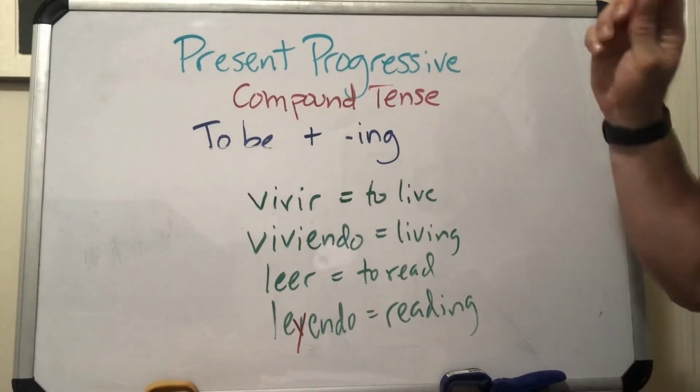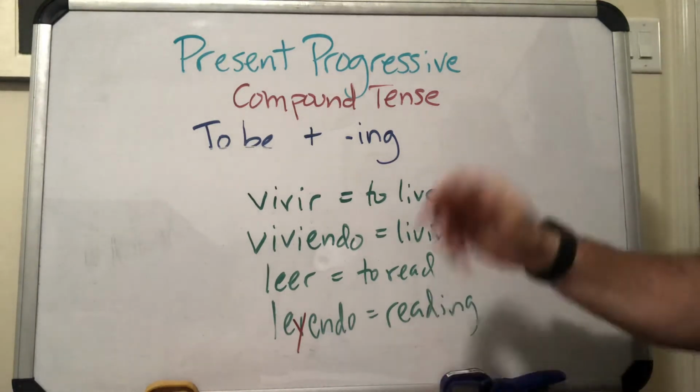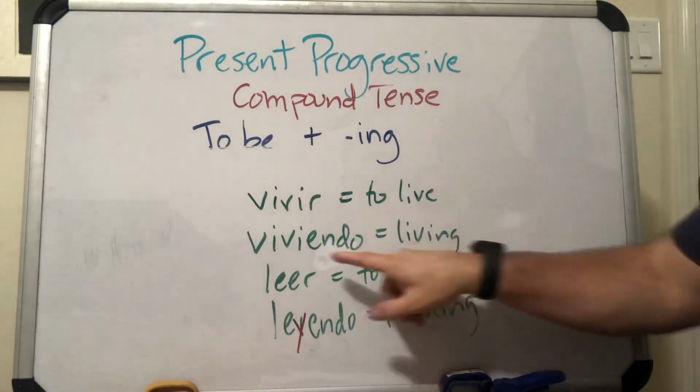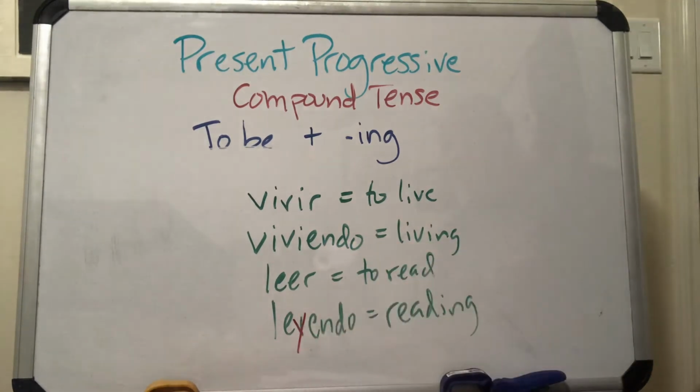All right, so that's it. So for the most part, we're going to change all the ARs to ando. We don't have to worry about that. That's always going to happen. ER and IR verbs, we change them to iendo, unless we end up with 3 vowels in a row, then change that to a Y.